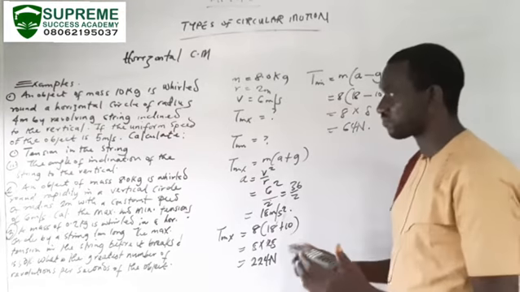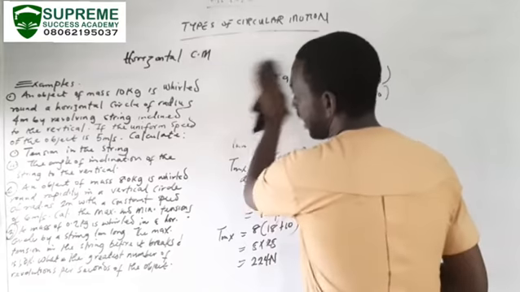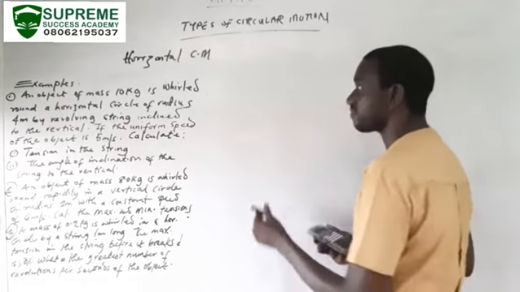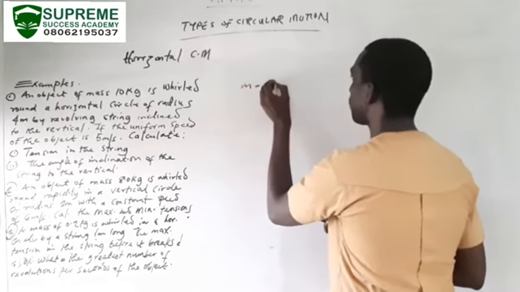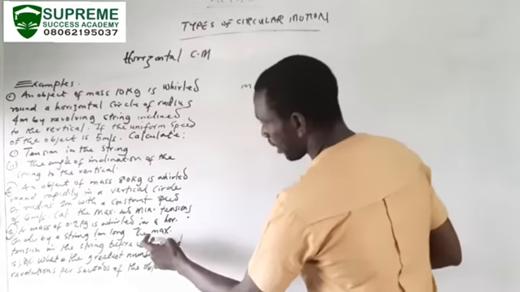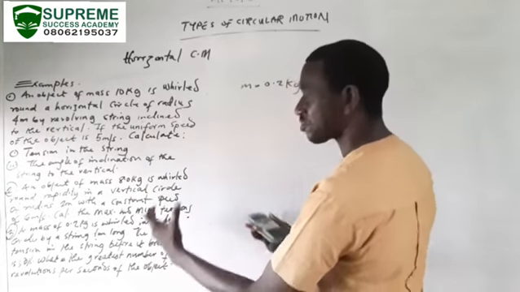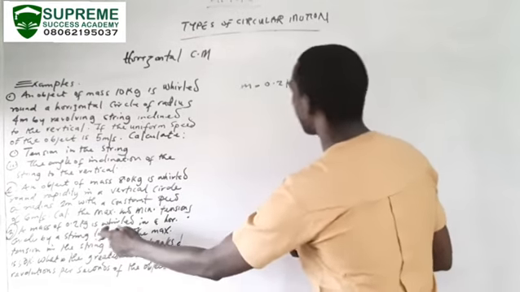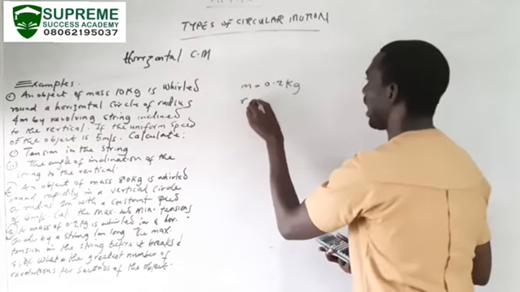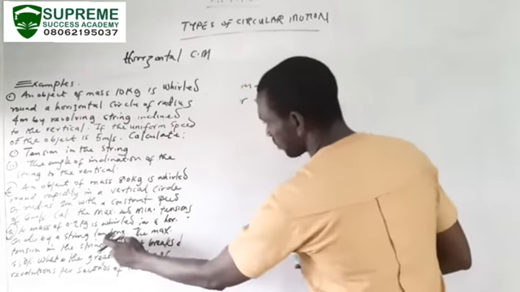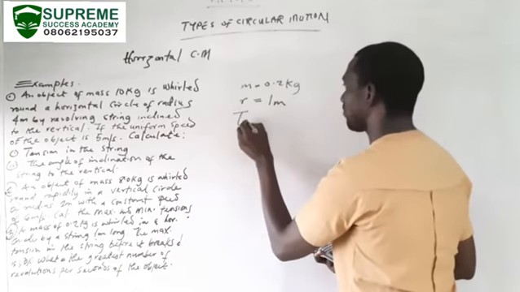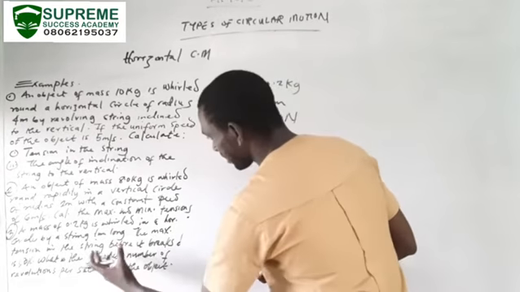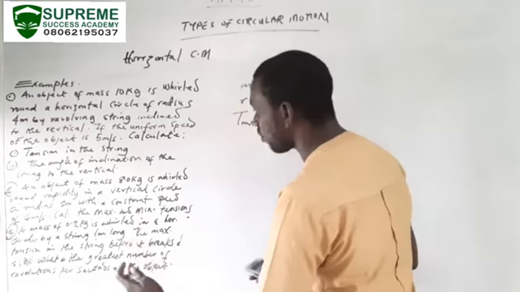And the last question for the day, you are told that what? A mass of 0.2 kilogram, just write the given information as usual, mass 0.2 kilogram, in a horizontal circle. So this question has to do with a horizontal circle, by a string 1 meter long. The length of the string is the same thing as the radius of the circle, so you have it to be 1 meter. You are given the maximum tension this time around to be 50 Newton. What is the greatest number of revolutions per second?